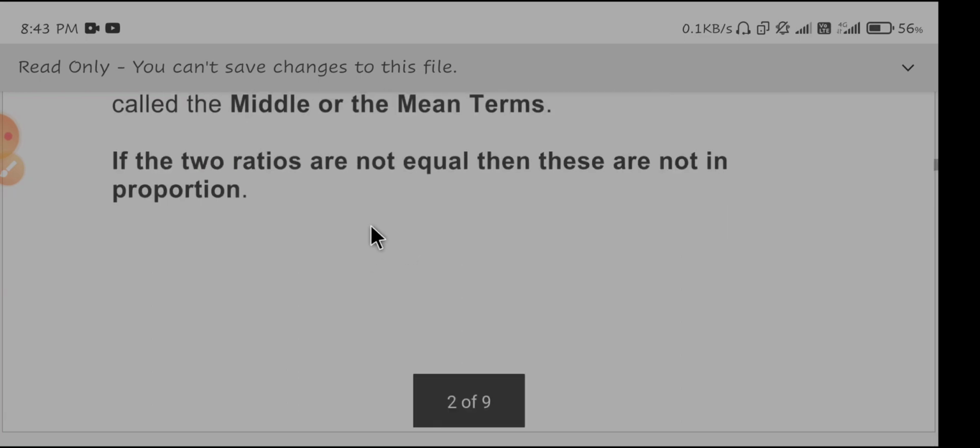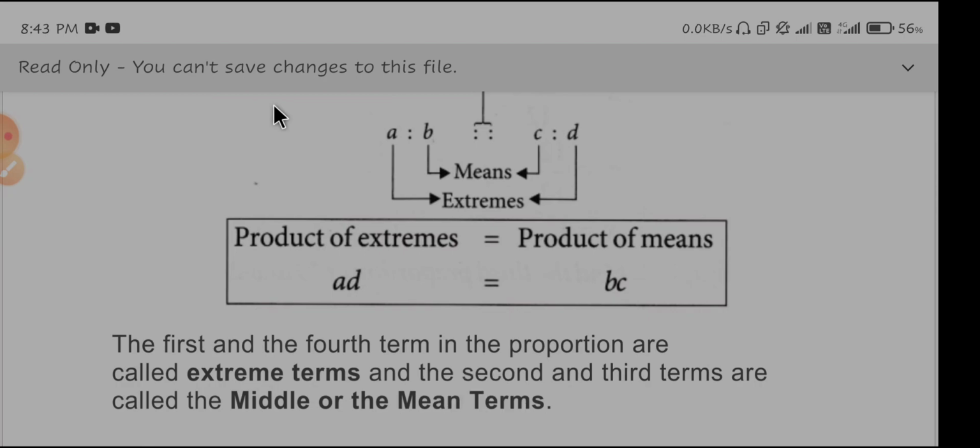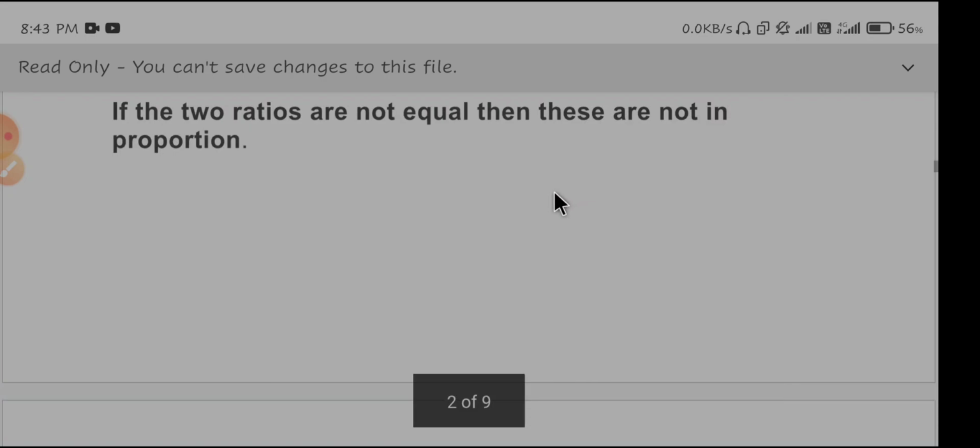If two ratios are not equal, then these are not in proportion. What is proportion? If two ratios are equal. If any two ratios are not equal, then we can say that they are not in proportion.